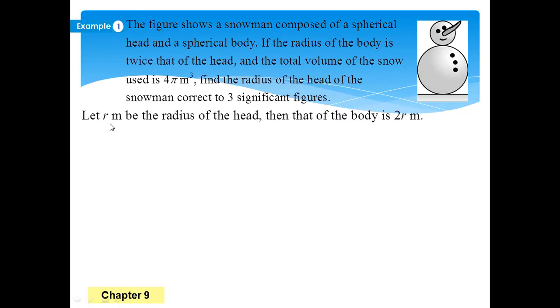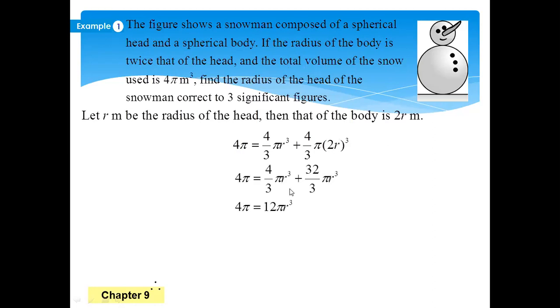First, we let r meter be the radius of the head, so the body is 2r meter because it is twice. By the formula, volume of sphere is 4/3 pi r cubed. This is the head, while the body radius is 2r, so it's the cube of 2r. The total volume is 4 pi. So we solve this equation and find the unknown r.